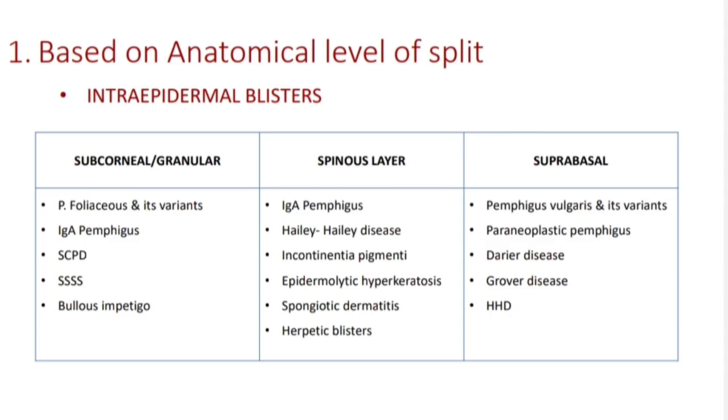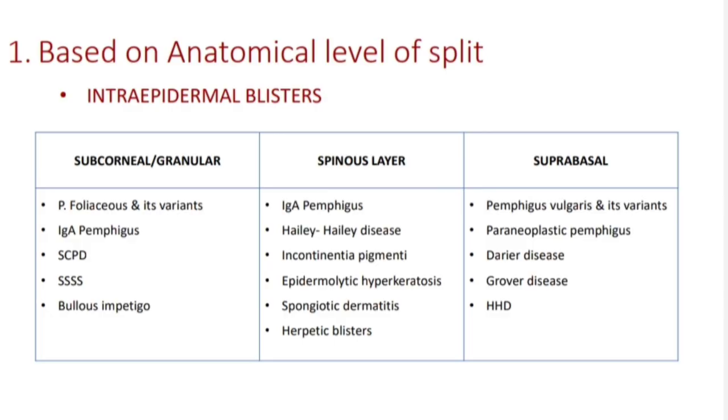Based on anatomical level of split, the vesiculo-bullous disorders can be classified mainly as intraepidermal blisters and subepidermal blisters. Among intraepidermal blisters, it can be at the level of subcorneal or granular layer, spinous layer, or suprabasal layer.